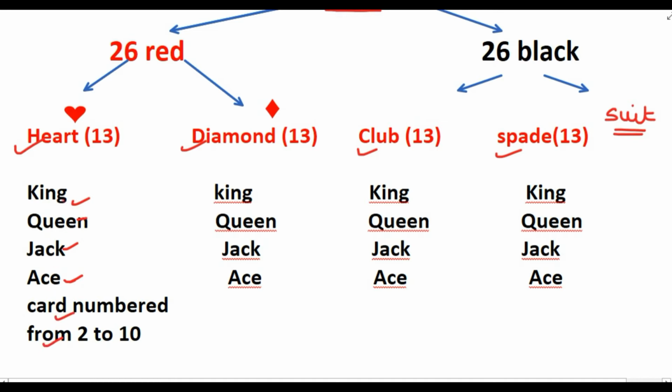So with the simple heart and with red color, we have king, queen, jack, ace and cards numbered from 2 to 10. Again, under the diamond, with the diamond sign and with red color, we have king, queen, jack, ace and cards numbered from 2 to 10. Again, club, it is of black color, and under the suit club, we have 13 cards, that is king, queen, jack, ace, again cards numbered from 2 to 10. Same with spade.